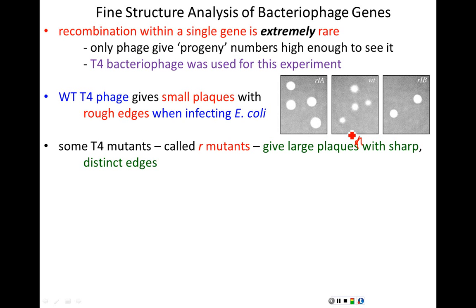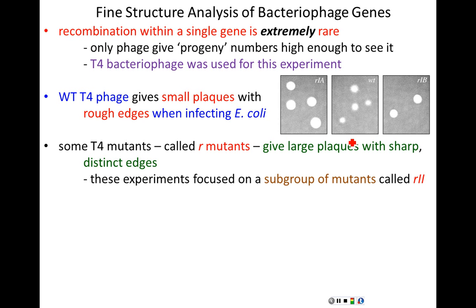Some specific classes of T4 mutants, mutations in some of the genes called R mutants, because they have mutations in their R genes, give plaques with a different morphology. They give plaques that tend to be a bit larger, but more importantly, the edges of those mutant plaques from the mutant phage are sharp and distinct.